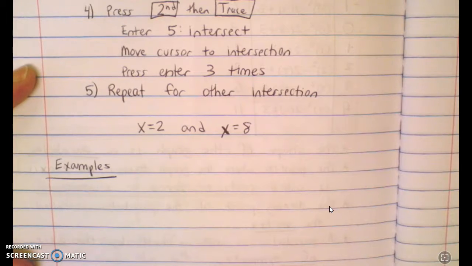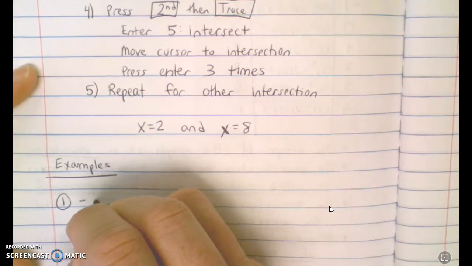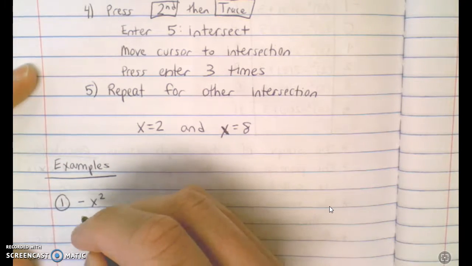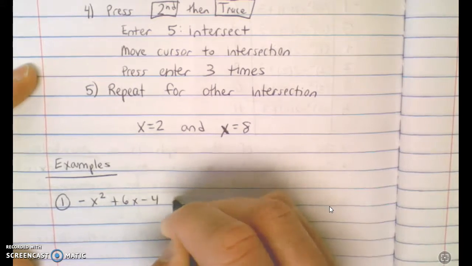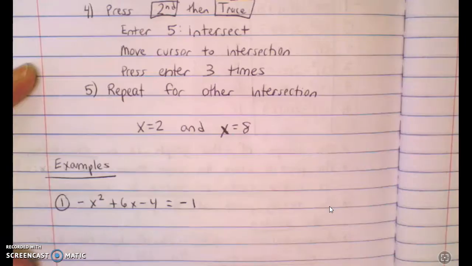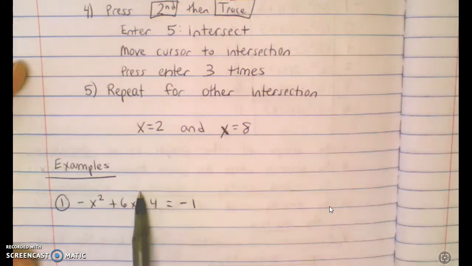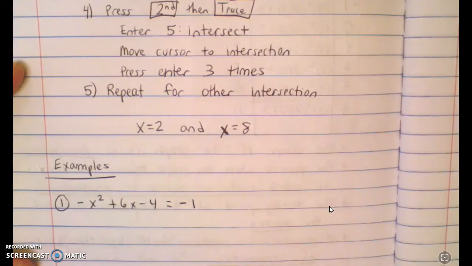Alright, so the first one is negative x squared plus 6x minus 4 equals negative 1. So I'd like you to do the same steps that we did above. This is your y1, this is y2, and you're going to follow these steps.